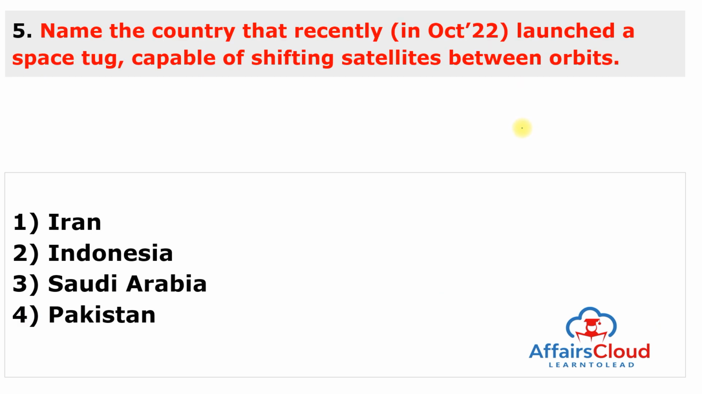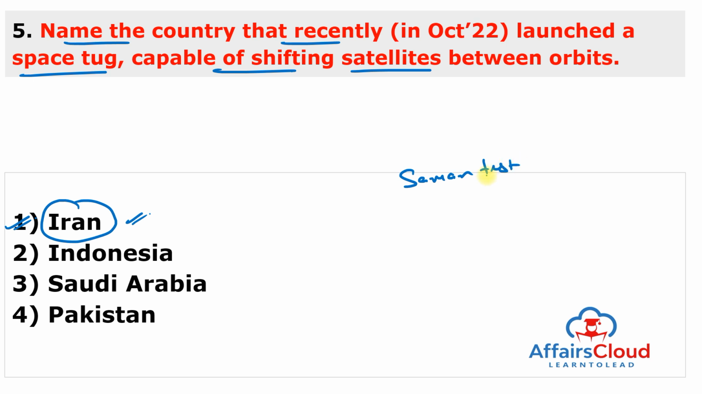Moving to next question. Name the country that recently launched a space tug capable of shifting satellites between orbits. And this country is Iran. Important question. So remember, Iran launched a space tug which is capable of shifting satellites between orbits. This is also known as the Simorgh test. This spacecraft was built by the Iran Space Research Center and launched by the Defense Ministry of Iran, and Iran unveiled it in the year 2017.